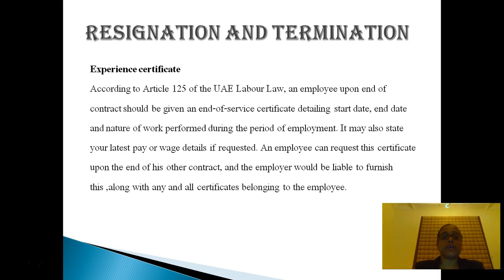Experience certificate. According to Article 125 of UAE Labor Law, an employee upon end of contract should be given an end of service certificate detailing the start date, end date, and nature of work performed during the period of employment. It should also state your latest pay or wage details if requested. An employee can request this certificate upon the end of his or her contract, and the employer will be liable to furnish this along with any other old certificates belonging to the employee.